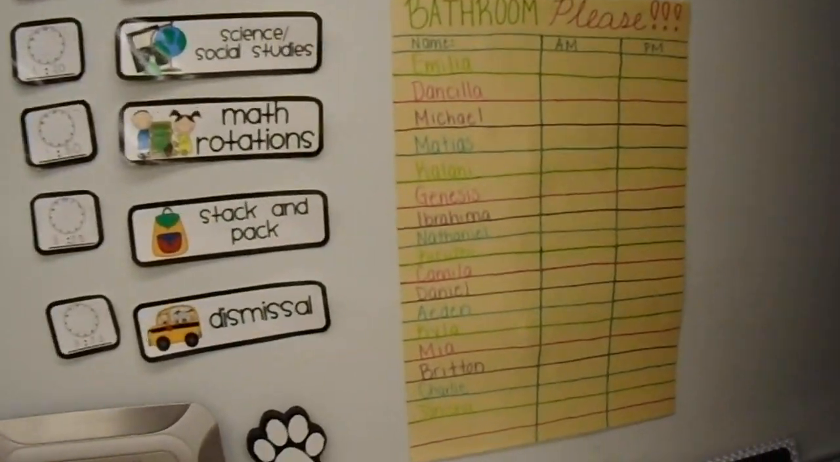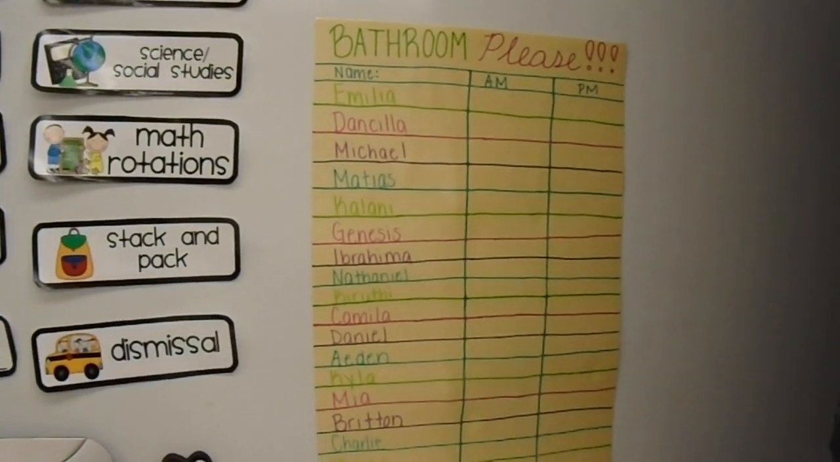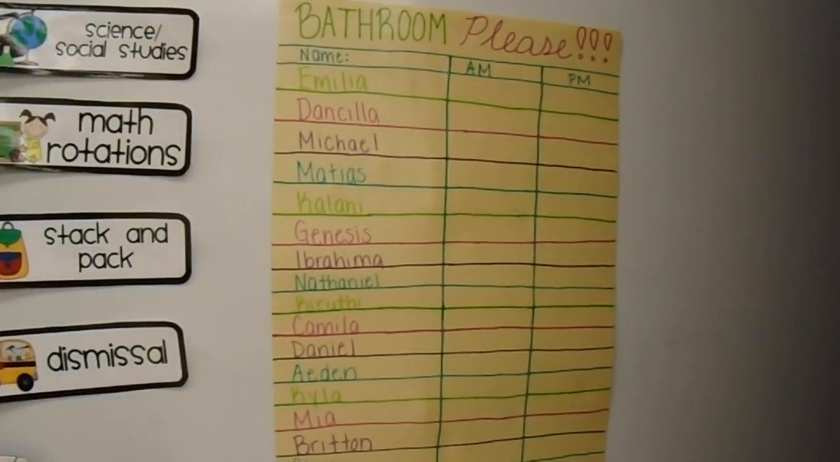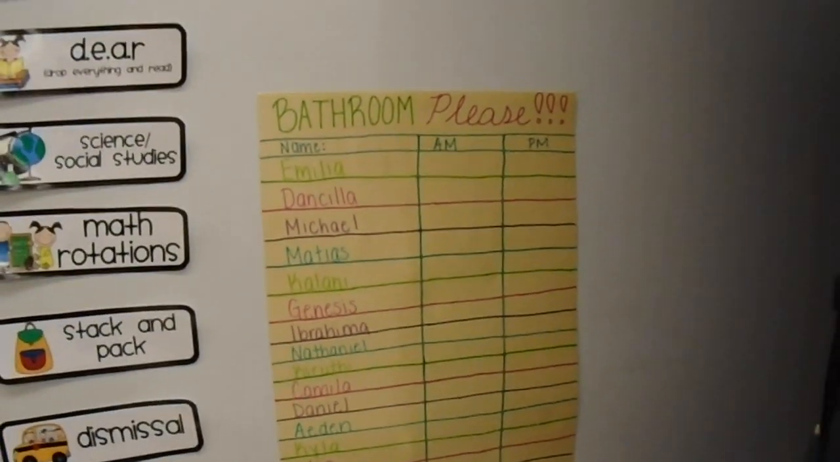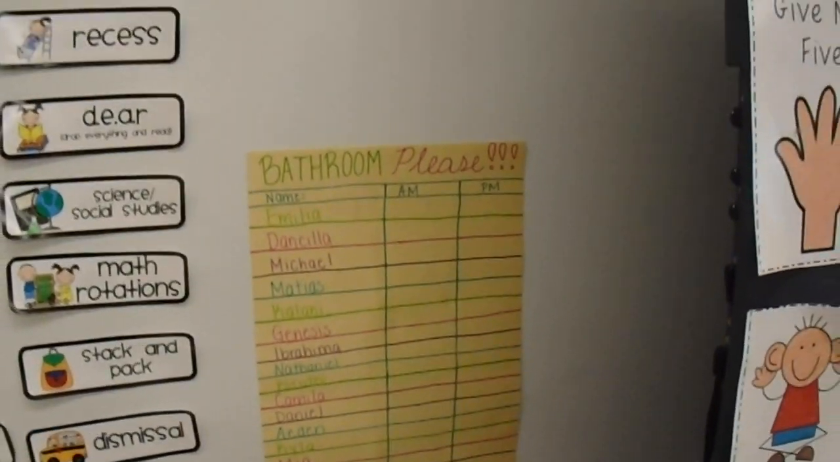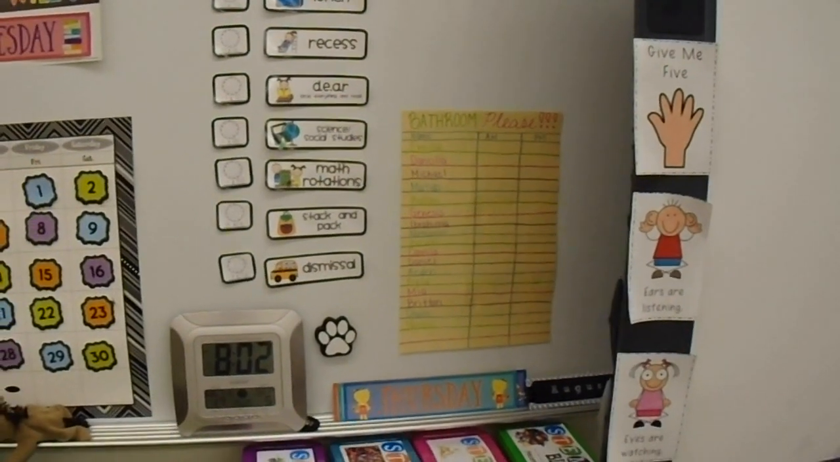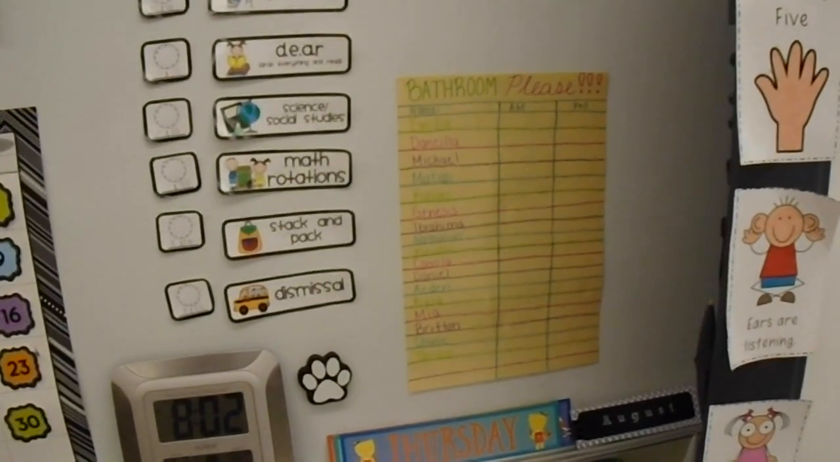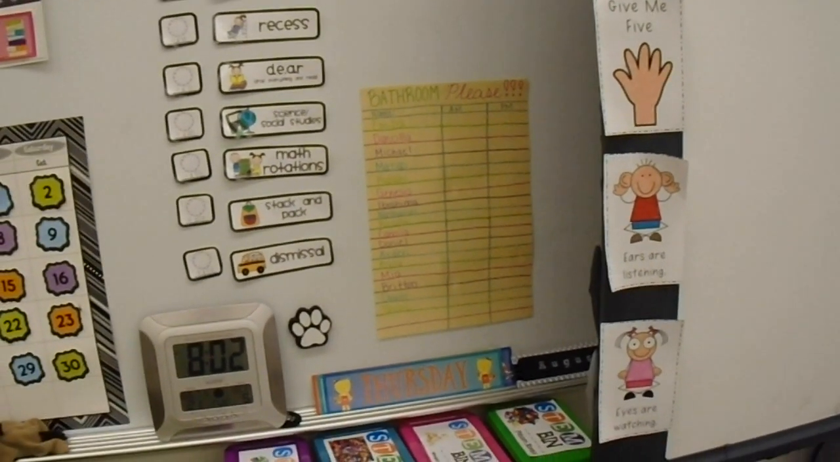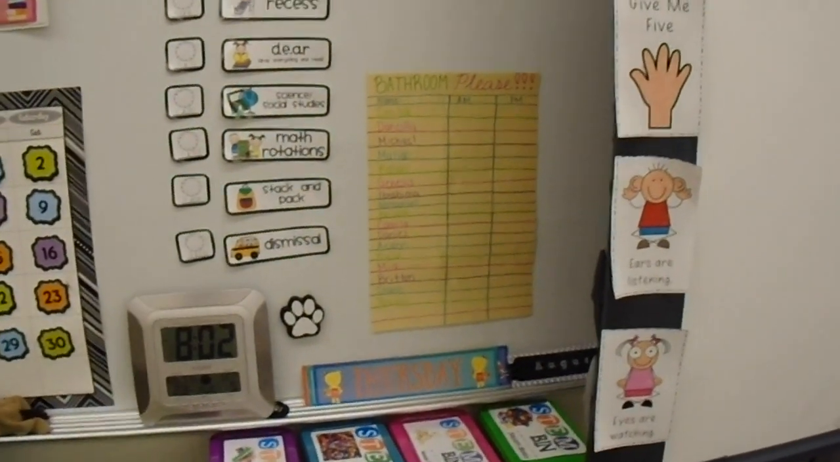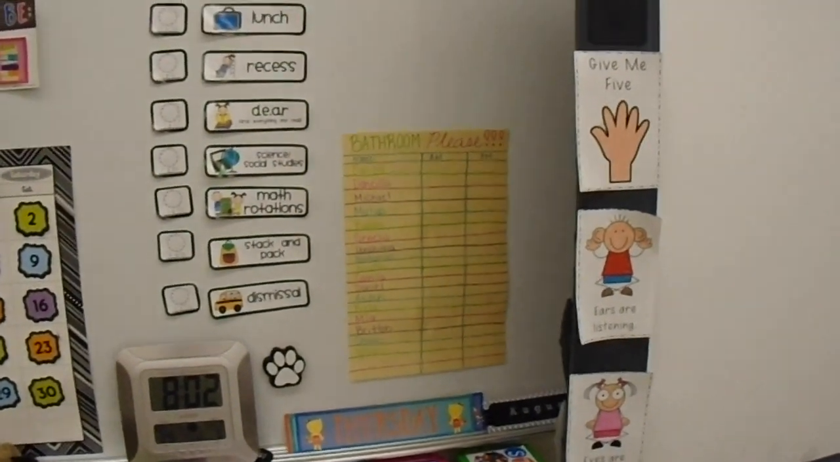Also over here I have my bathroom please board. My students have the opportunity to go to the restroom once in the morning, once in the afternoon. So when they go, they just put a check by their name, and then they know and I know that they've already gone. And they can either go before school starts, so that doesn't count towards AM. They can go during lunch and recess time, that doesn't count. Or they can go at the end of the day if they've already used their AM and PM time.